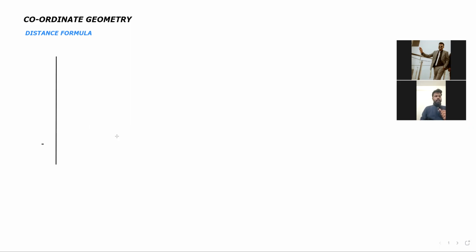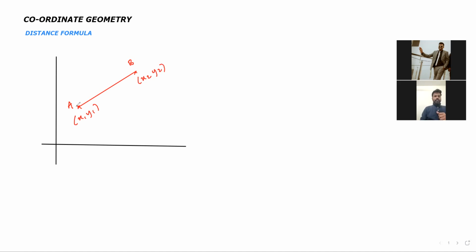Suppose in the plane I have 2 points. I'm taking the first point A and the second point B. The point A I'm taking as (x1, y1) and the point B as (x2, y2). Now, what is the distance between these 2 points, that is, what is AB? To find the distance AB, we need to use a formula, and how to get that formula is what we are going to learn now.